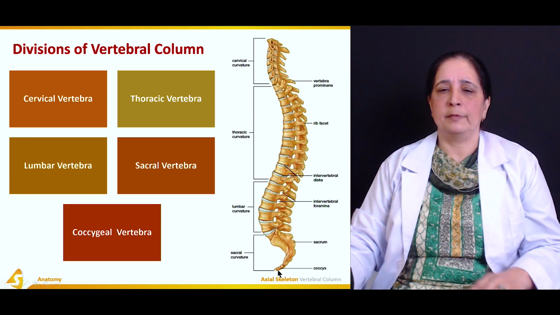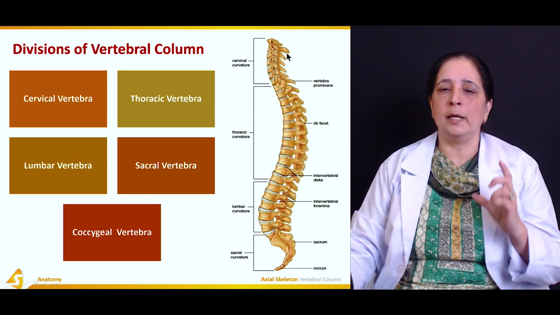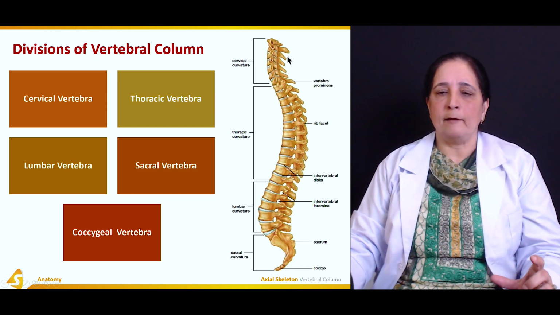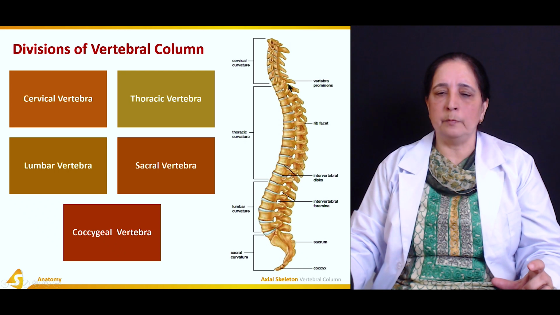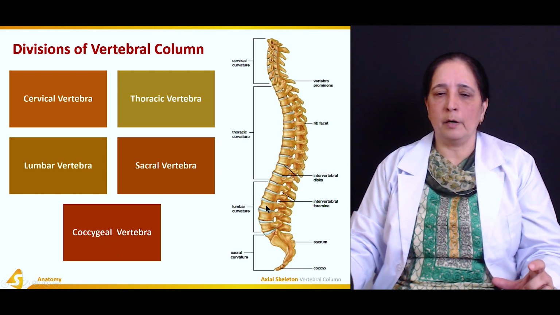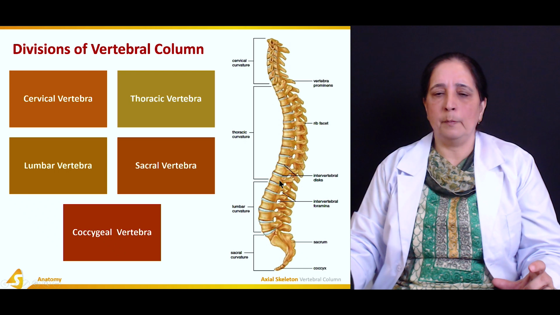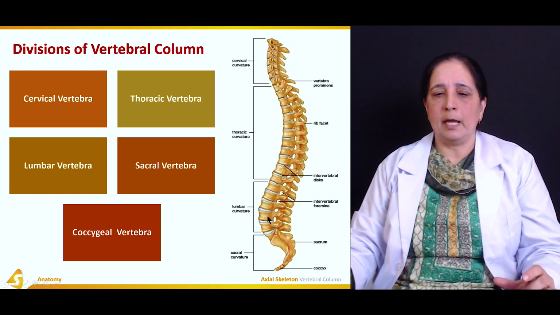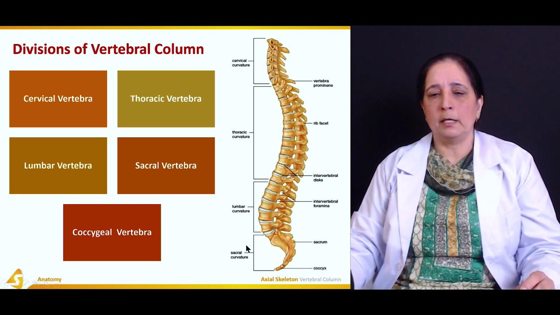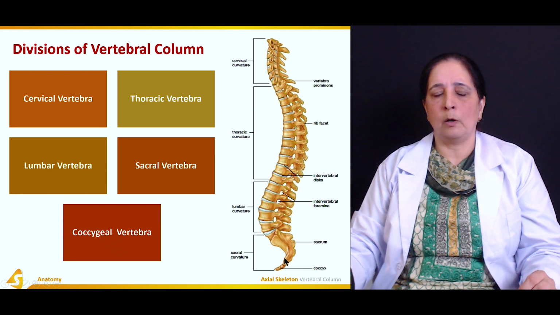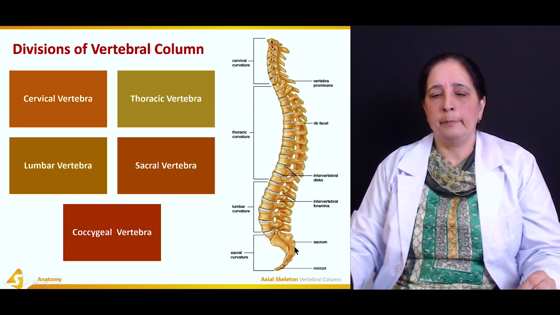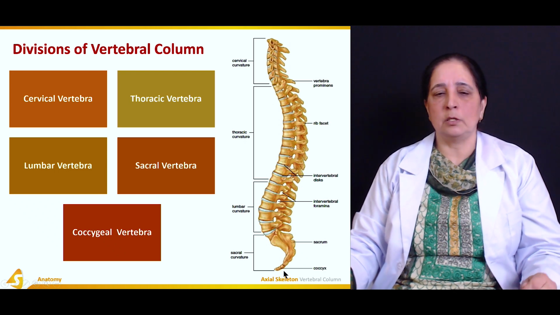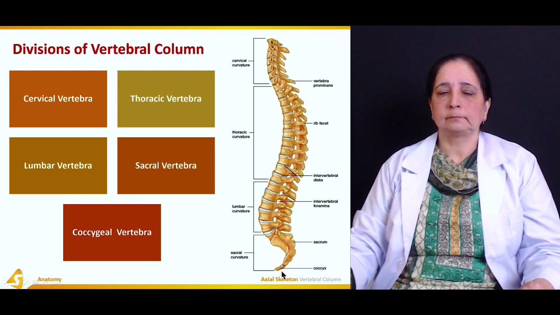So we have 7 cervical vertebra in the neck region. We have 12 thoracic vertebra, 5 lumbar, lower back. Lumbar is the lower back. Then we have the sacrum, 5 sacral vertebra combined to form one big bone known as the sacrum. Similarly, 3 coccygeal vertebra combined to form the coccyx, which is the tailbone.